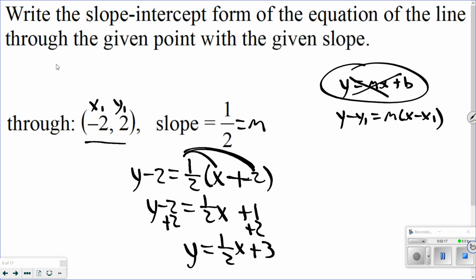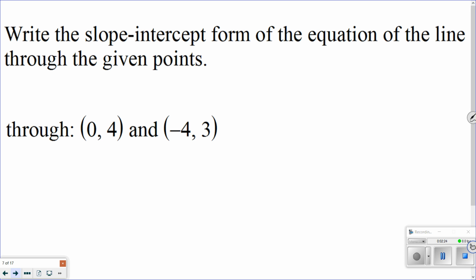Now we know the y-intercept, right? We know it crossed at 3. So this is nothing new. This is what we've done before. What we're going to do today is just add maybe an extra step or two in.